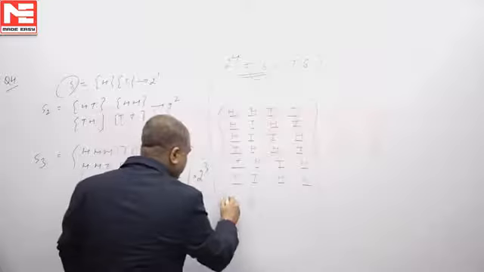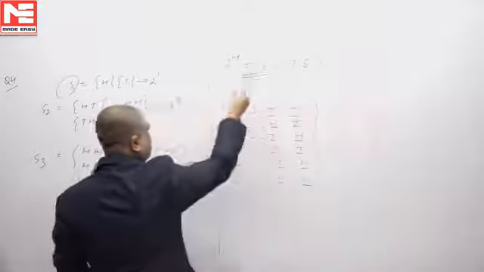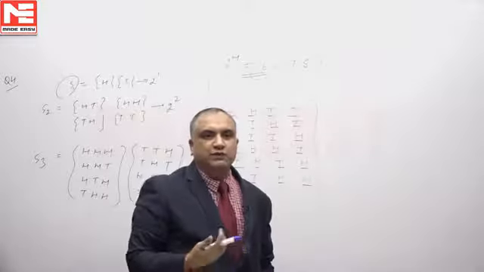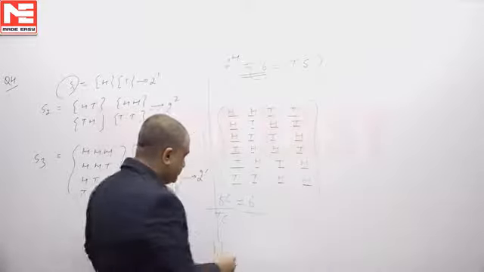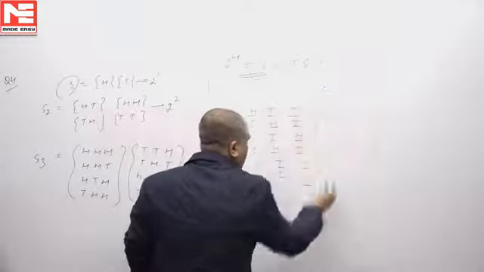Favorable chances for getting 2 heads and 2 tails is 6, and we know the total chances: the sample space will contain 16 events. The coin is tossed 4 times, 2 raised to the power 4, 16 outcomes will be there in the sample space. So the probability is 6 by 16, that is equal to 3 by 8.